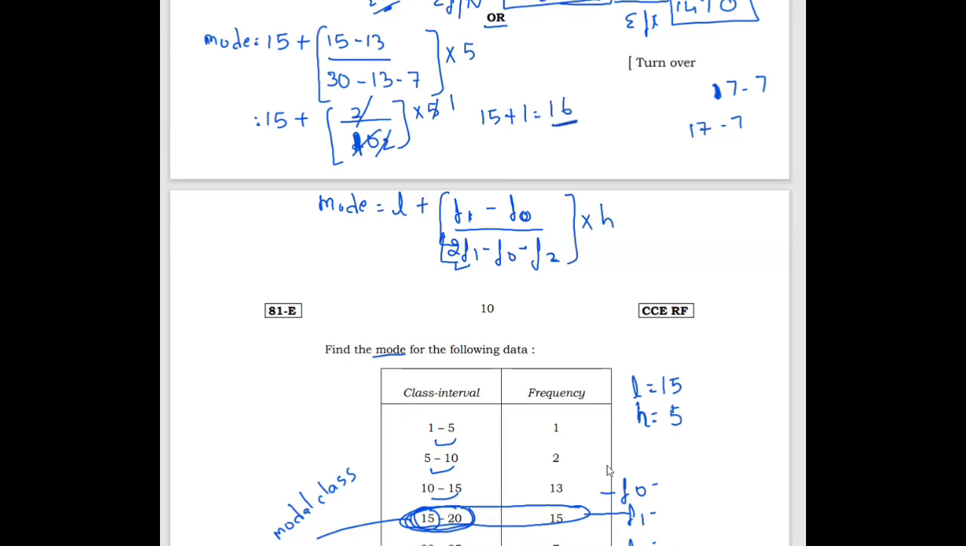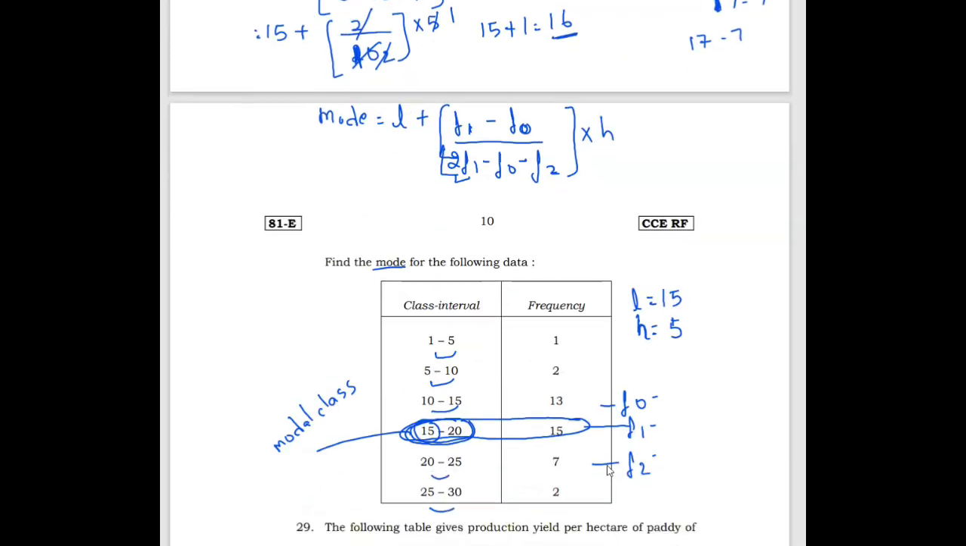The answer is 16. Here too, what is the check? Remember, this is 100%. It goes with all the problems. The answer you get should be within the modal class. The modal class is 15 to 20. The answer is 16. Then only you are right. The answer must be within 15 and 20 itself. It should not be less than 15 and should not be more than 20. Otherwise, you are wrong. So remember, for both mean and mode.